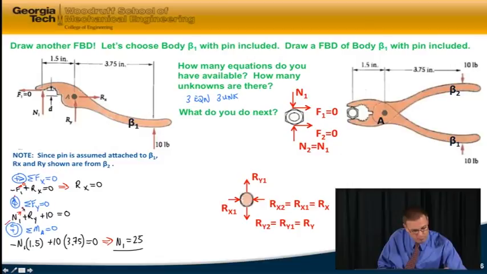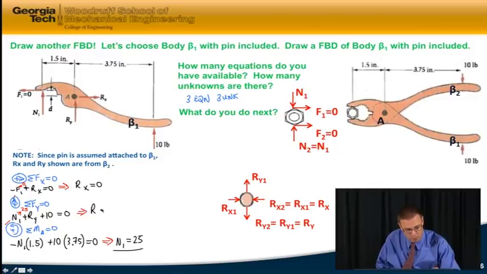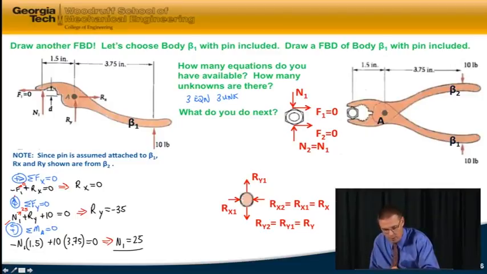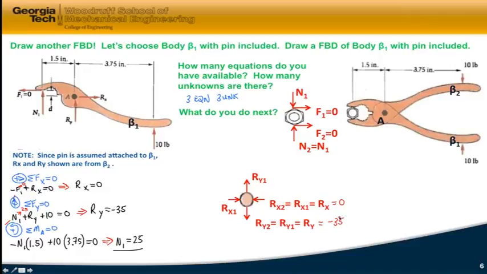So I'll put N1 of 25 up here, which will lead me to Ry equals minus 35. And so Rx was equal to 0, Ry was equal to minus 35, and therefore my final answer for the pin's forces: nothing in the horizontal direction. Since the value was negative, I've got Ry opposite the direction I've drawn, 35 pounds. And that's my answer there.